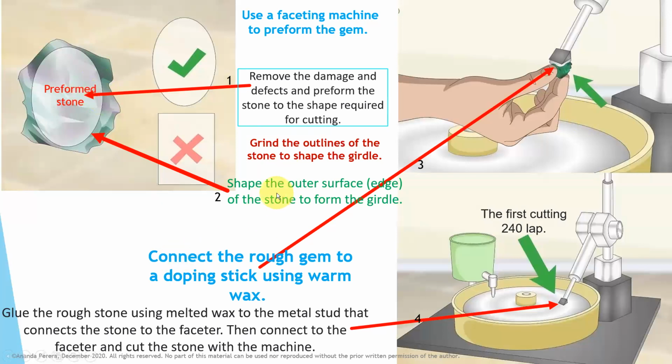Then it is number 2. Number 3 is this. Connect the rough gem to a dop stick using warm wax.